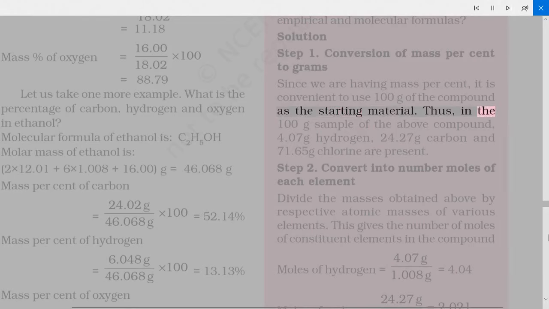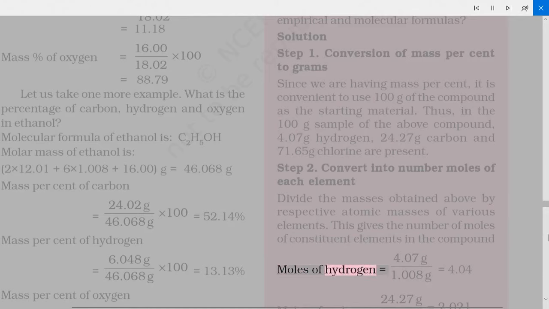Thus, in the 100 g sample of the above compound, 4.07 g hydrogen, 24.27 g carbon and 71.65 g chlorine are present. Step 2. Convert into number of moles of each element. Divide the masses obtained above by respective atomic masses of various elements. This gives the number of moles of constituent elements in the compound.